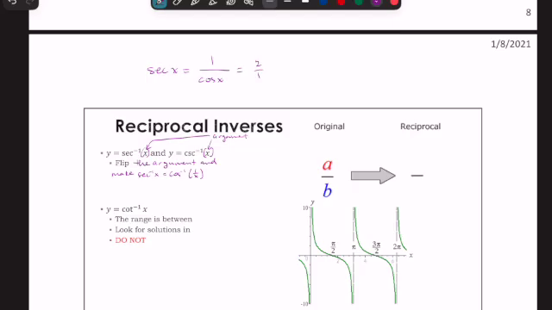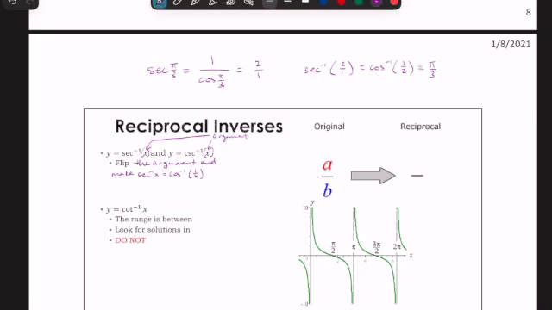Because remember, say I'm looking at, let's do pi over 3. Secant of pi over 3. Secant of pi over 3 is going to equal 2, because cosine of pi over 3 is 1/2. And so if I did secant inverse of 2 over 1, that should equal cosine inverse of 1/2, which is pi over 3. So that's kind of how I'm going to handle that.